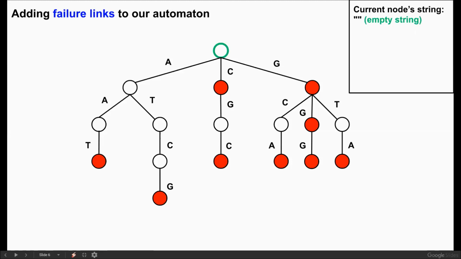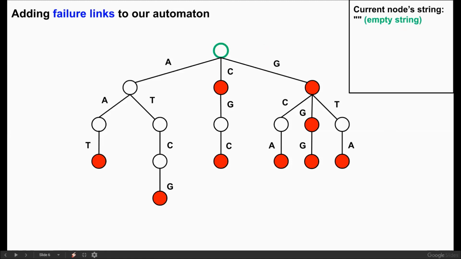So in stepping through each of these nodes to figure out what their failure link is, I'm going to use different colors to mean different things. For example, I'm going to use green to indicate the node that we're currently on, and the string representation of that node will be indicated in the top right. So right now we're at the root node, and the root node represents the empty string. I'm going to use red nodes to indicate word nodes, white nodes to indicate non-word nodes, and dashed blue lines to indicate failure links that we add.